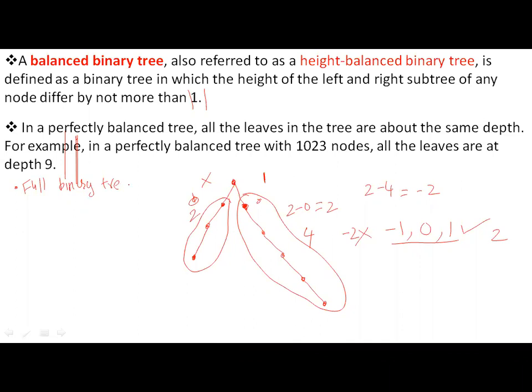In a full binary tree, every node will have two child nodes except the leaf nodes. That means except the leaf nodes, every node will have two child nodes. This is a full binary tree. See, except the leaf nodes, every node has two child nodes, then it is called a full binary tree.